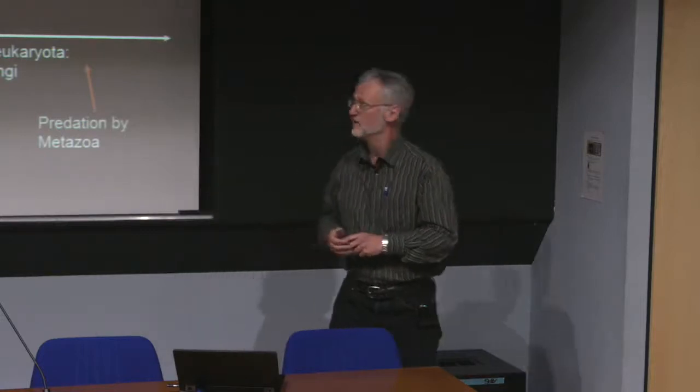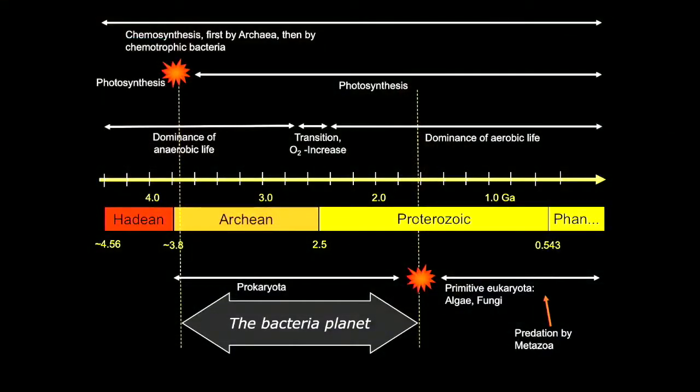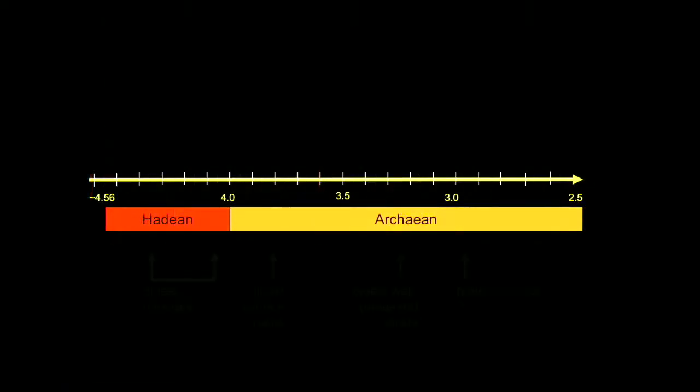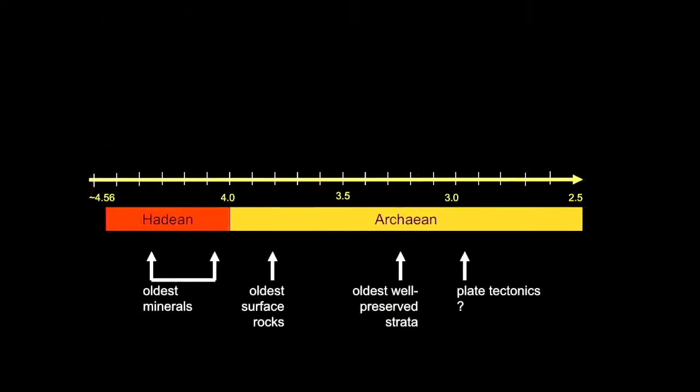Let's focus a bit here on that red frame here on the left-hand side. That is the Archean. So now we have blown up the scale here a bit, and we only go from 4.56 to 2.5. By the way, these numbers, 4.0 to 2.5, were purely formed by committee.